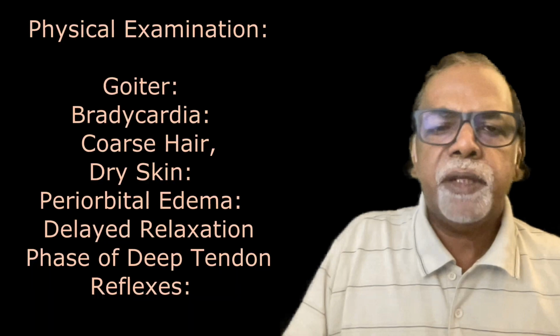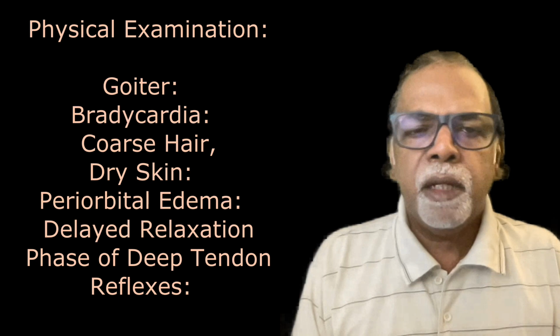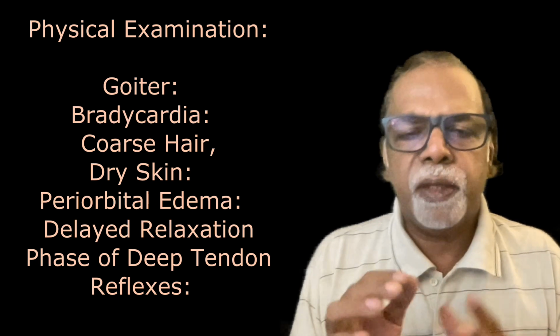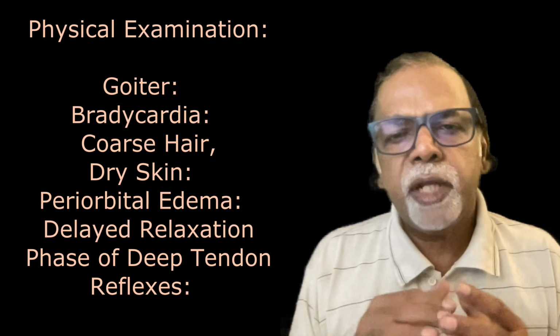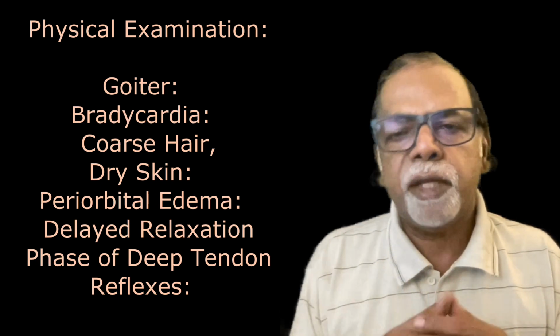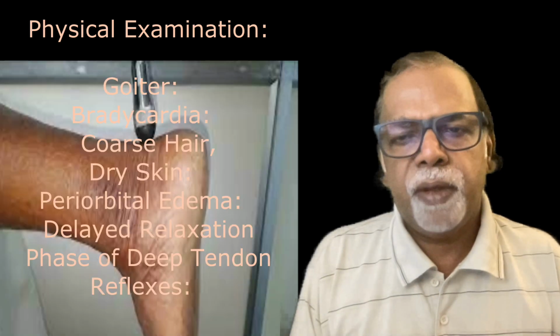Now going to the physical examination, the patient may present with a goiter, that is, swelling can be present. Pulse rate is slow because the sympathetic activity is decreased. Thyroid hormone enhances or facilitates the action of the sympathetic nervous system. There may be coarse hair, dry skin, and periorbital edema, and the lateral one-third of the eyebrows can be decreased. One important clinical finding is delayed relaxation of deep tendon reflexes, especially the ankle jerk.